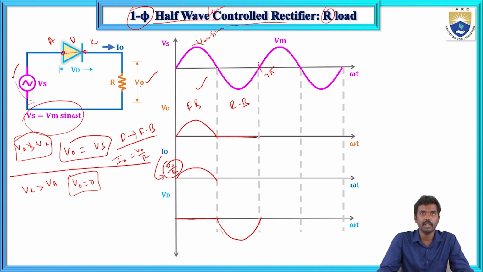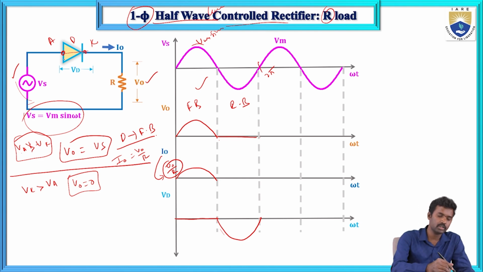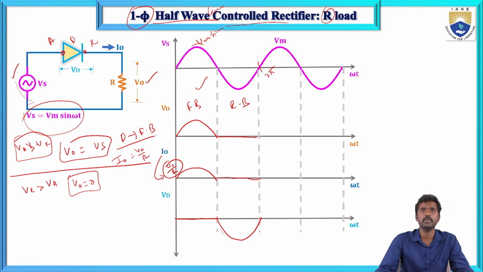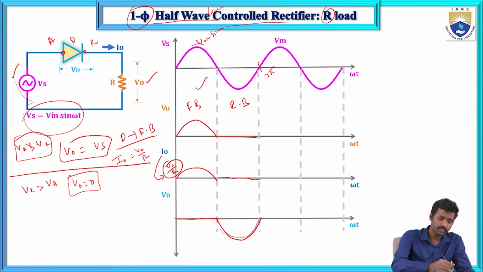What about reverse bias? In the reverse bias condition, the output voltage is 0 because it is an open circuit. So in the open circuit condition, the output voltage is 0. It is an R type of load, so in that case the voltage is 0. Voltage 0 means the current is also 0, voltage divided by resistance. But here, in the open circuit condition, the diode voltage is Vs. This voltage is developed across here.